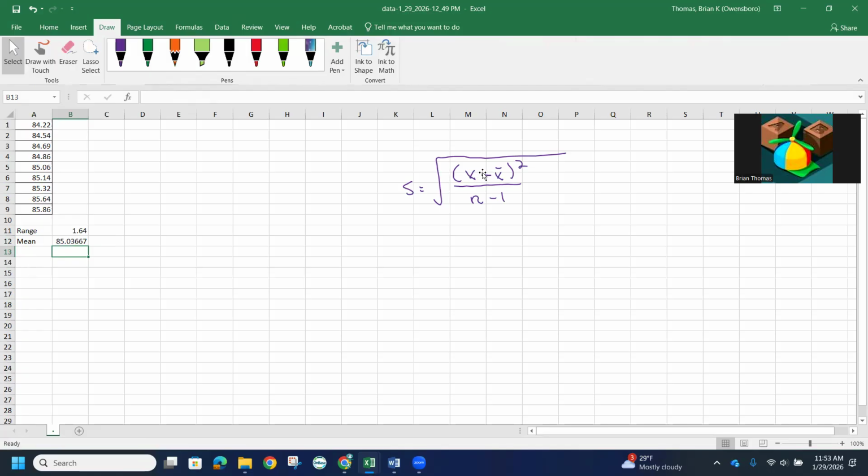Now we also want this x minus x bar. So x minus x bar means we want this piece of data here and we want to subtract the mean from that. So if I go equals A1 minus, and down here our mean was in B12. If I enter, that gives me the difference, which would be a negative.